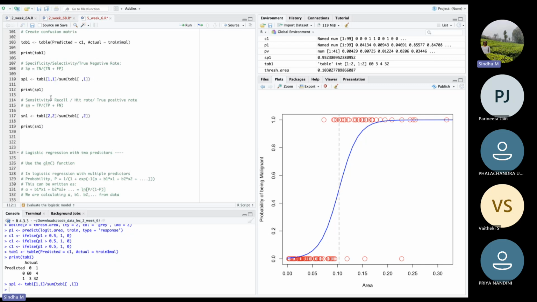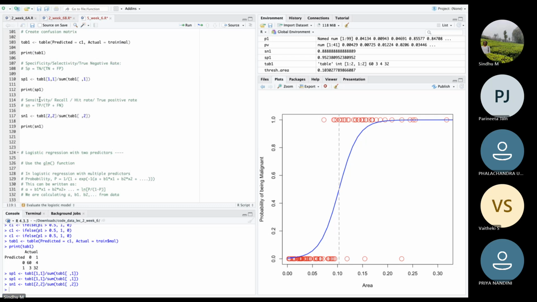So specificity is true negative by true negative plus false positive. The true negative is this first term and the false positive is the last term, like what we discussed in the question today. So we are substituting the values here: true negative, the 1 comma 1 term, divided by the false positive. Now let's see what value we are getting. Print. So it's coming about 0.95.